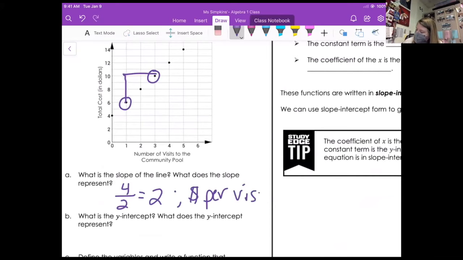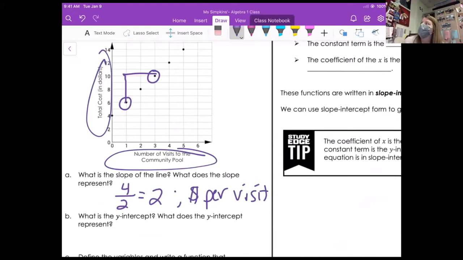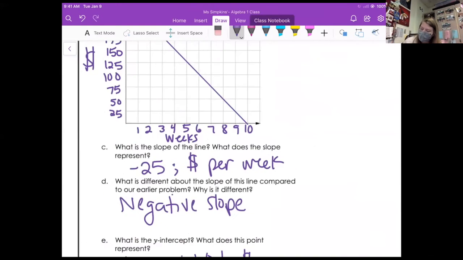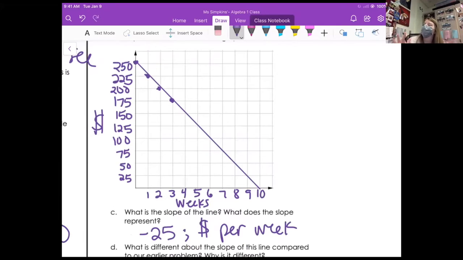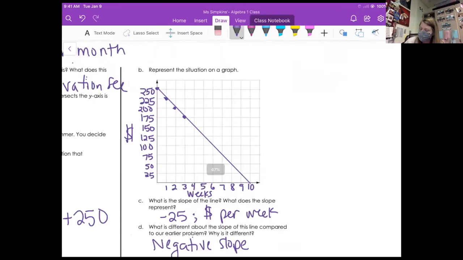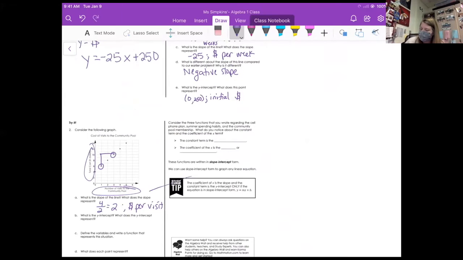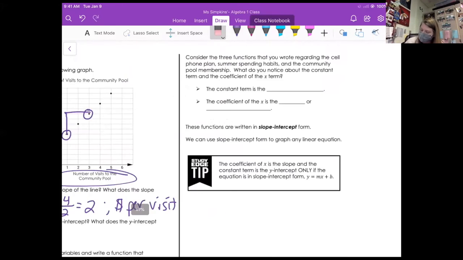If you didn't know what it represented, you always want to look at the y-axis and the x-axis and see what the units are. The y-axis was dollars, the x-axis is visits, so dollars per visit. If you looked before, our y-axis was dollars, x was weeks. That's why the slope was dollars per week. So whatever those 2 axes are, it's going to be y per x.